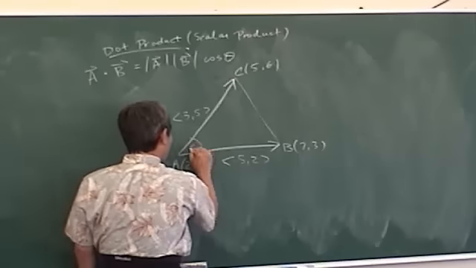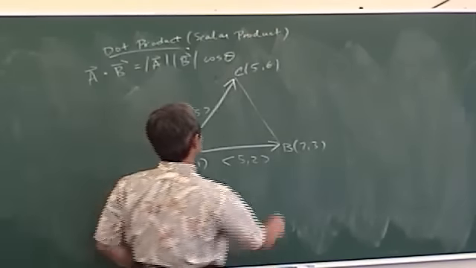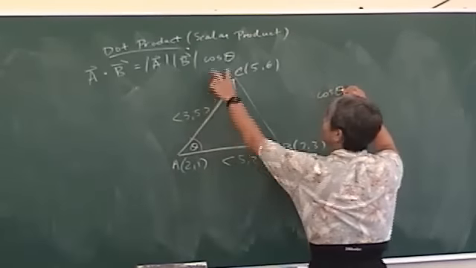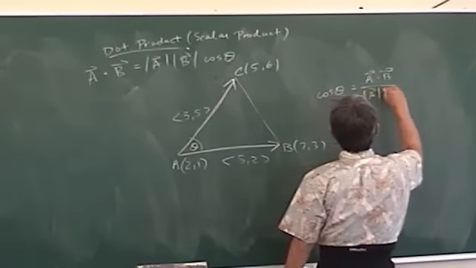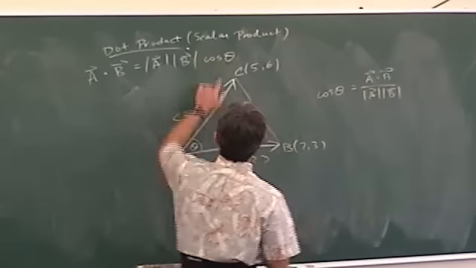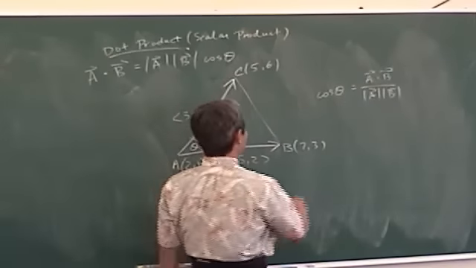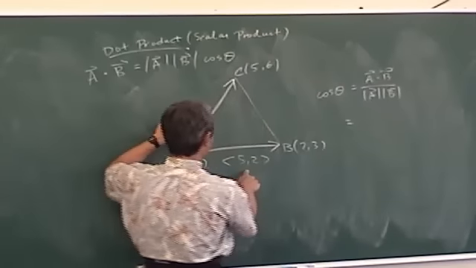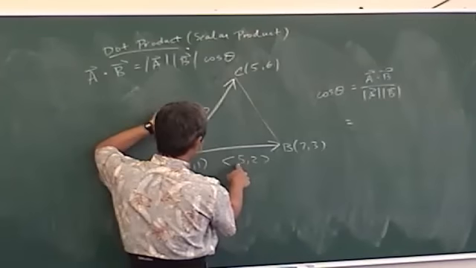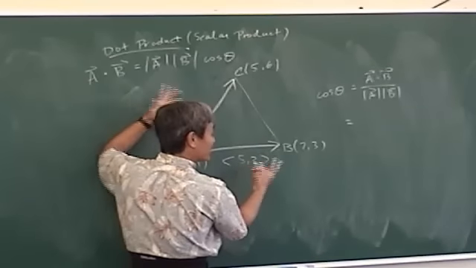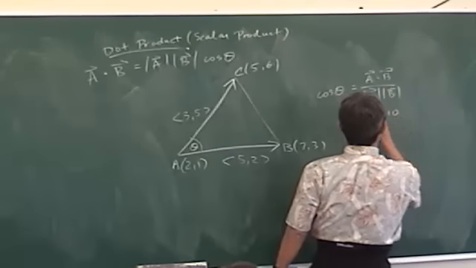So if I want to compute this angle, all we have to do is use the definition of the dot product. In fact, let's move it around. The cosine of an angle is equal to the dot product of the two vectors divided by the length of vector A times the length of vector B. If they're in component form, how do you find the dot product? You multiply the x components, multiply the y components, and add. So that's 15 plus 10.